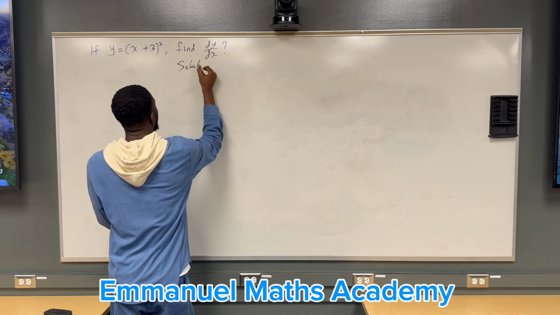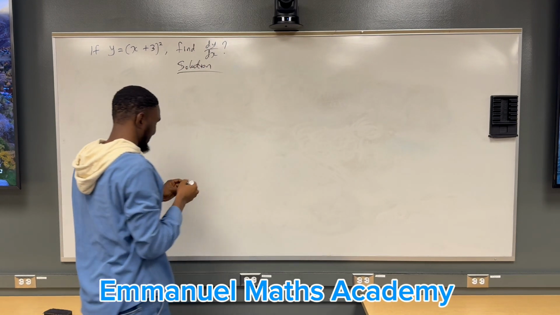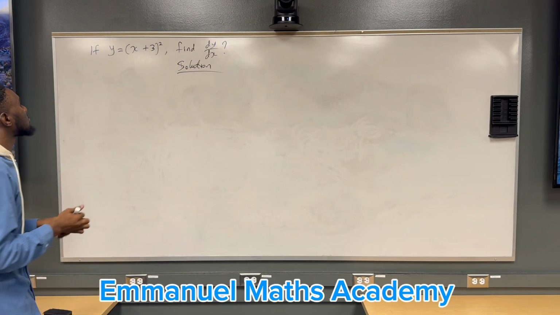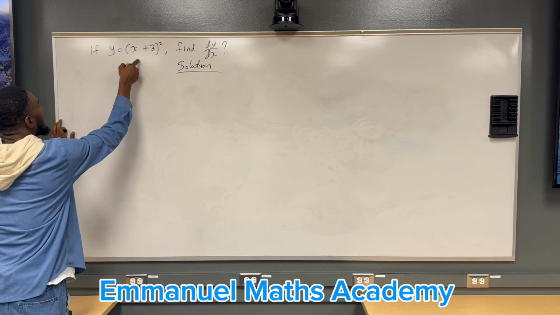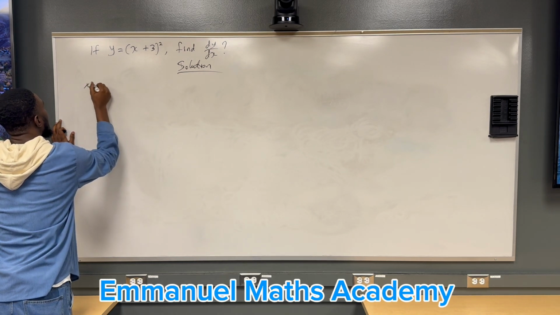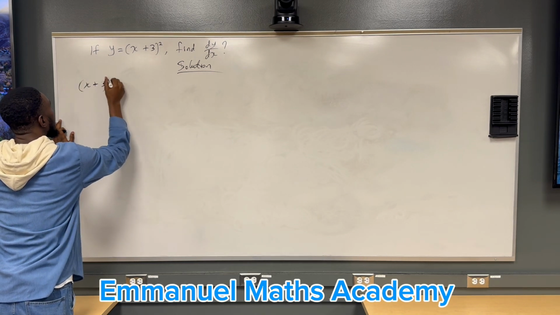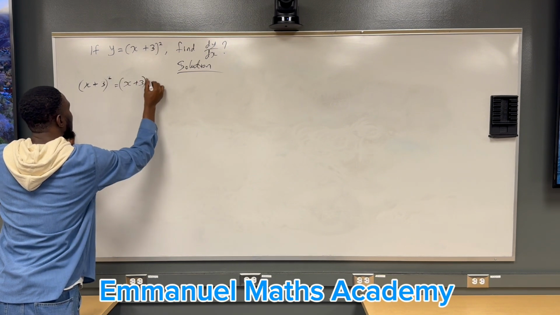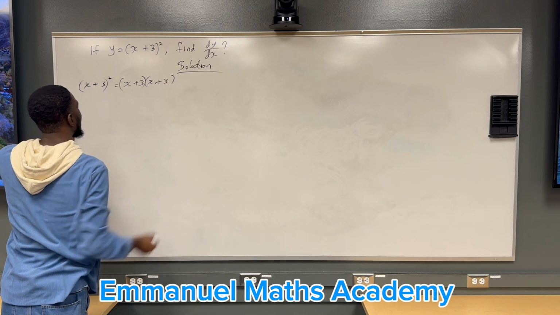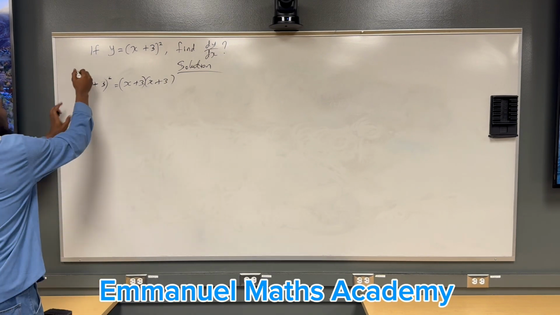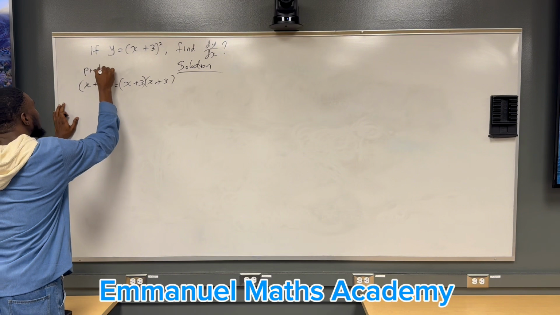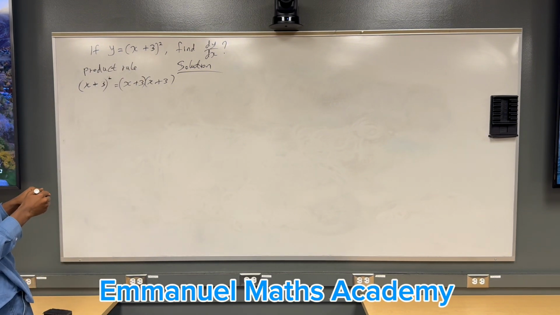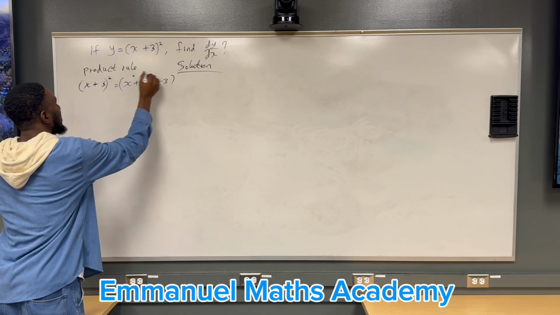So which one should we start from? Okay, maybe let's start from the product rule. This is the same thing as (x plus 3)(x plus 3). Let me write it: product rule. So this is our u and this is our v.